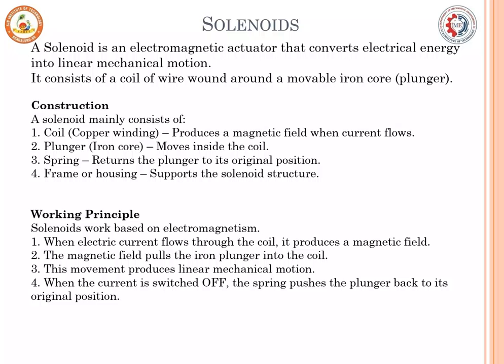A solenoid mainly consists of a coil, plunger, spring, and frame or housing. The working principle: when an electric current flows through the coil, it produces a magnetic field. The magnetic field pulls the iron plunger into the coil. This movement produces linear mechanical motion. When the current is switched off, the spring pushes the plunger back to its original position. This is a very simple mechanism.